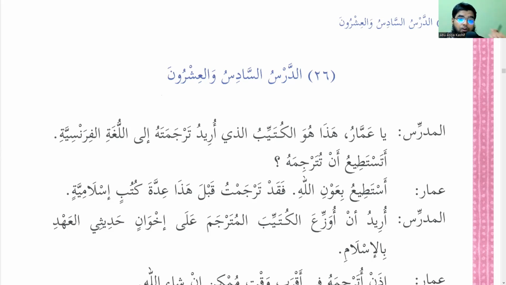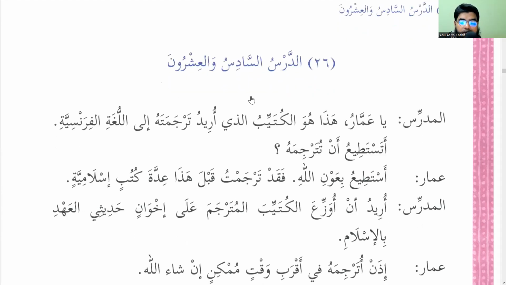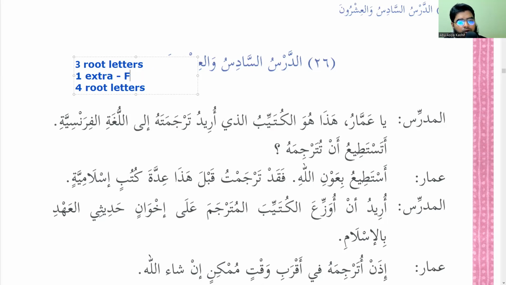Alhamdulillah Rabbil Alameen. Form 2, form 3, form 4, form 5, form 6, form 7, form 8, form 9, form 10. Alhamdulillah. This lesson number 26, we are learning Al-Fi'lu Rubai. In all these forms, only 3 root letters were there. But now we have 4 root letters. So any 3 root letters, we added 1 extra letter, right? It came in form 2, 3 and 4. Then we added 2 extra letters, and that came in form 5, right?